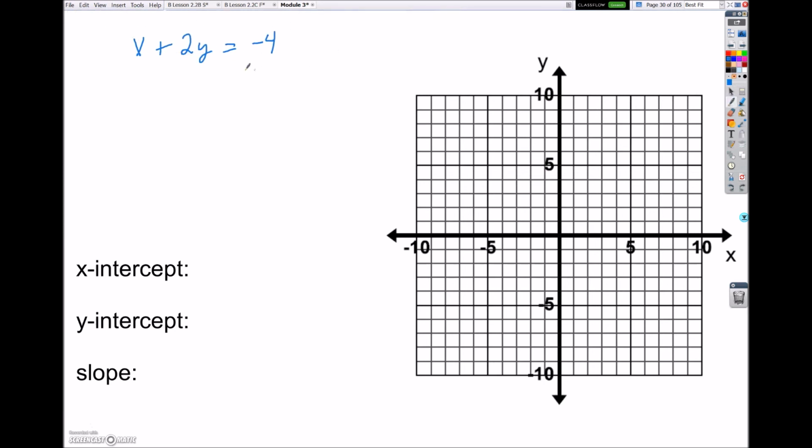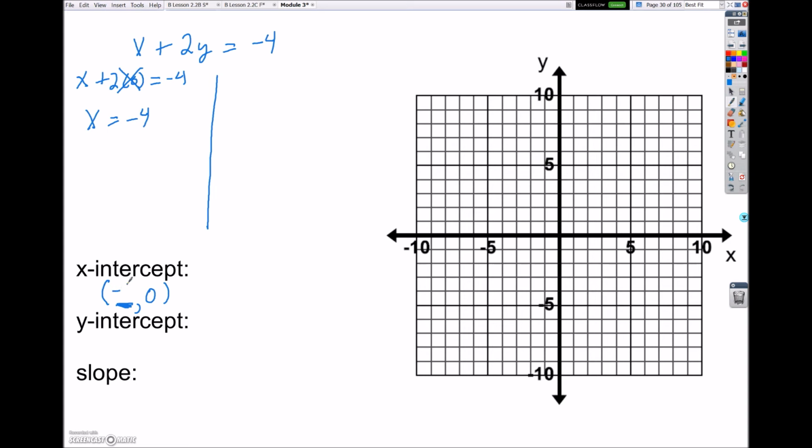And I want to go ahead and find out my x and y-intercept. As a quick reminder, remember the x-intercept is when your y value is 0, and you're trying to figure out that mystery number. So let's go ahead and plug in 0 for y. So x plus 2 times 0 is equal to negative 4. I don't need to look at that. I'm just going to be left with x equals negative 4.